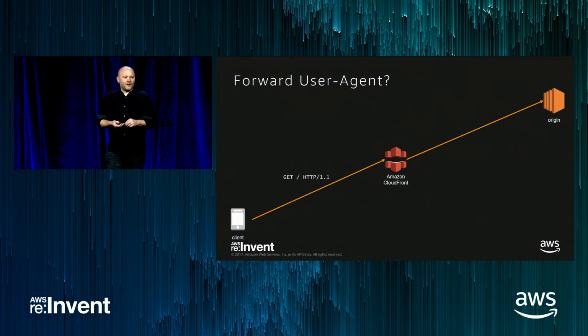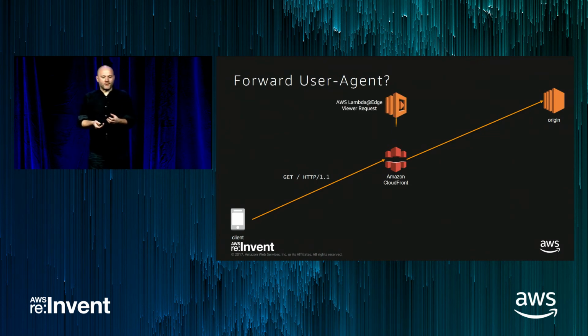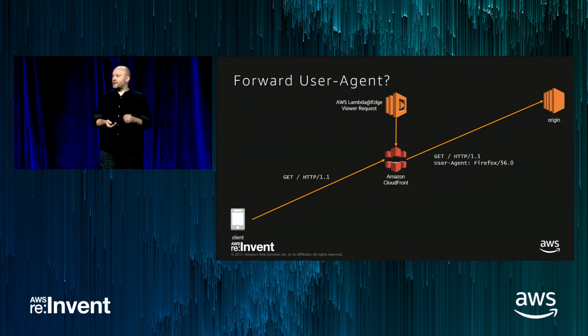But let's say you actually need to know a bit more information than that. You don't just want to know whether it's a mobile or a desktop browser. Maybe you want to know the particular browser itself: Firefox, Chrome, Edge, whatever. Maybe you also need to know the version. What you can now use is Lambda@Edge. Lambda@Edge can be invoked on a viewer request. It can inspect the user agent that's been sent by the client and extract the information you want.